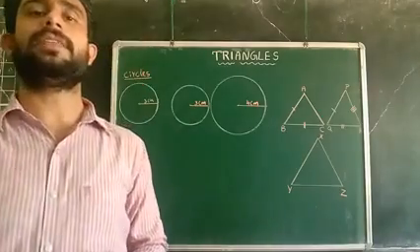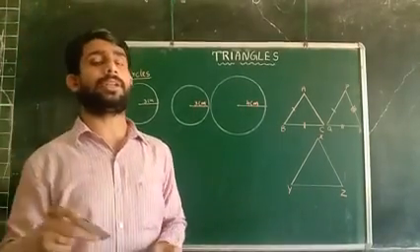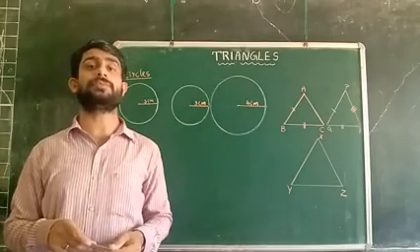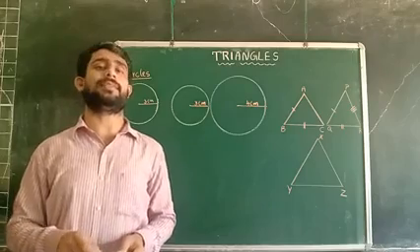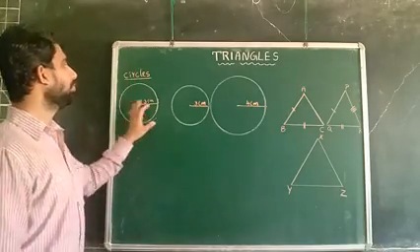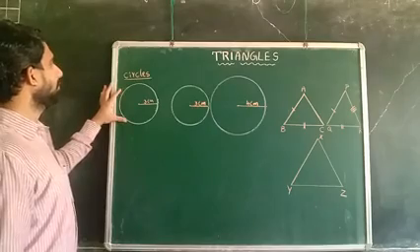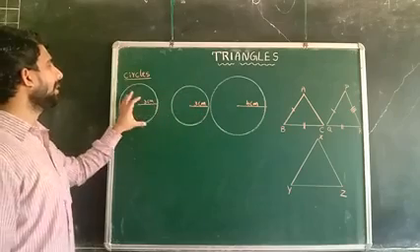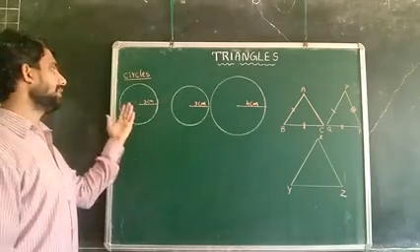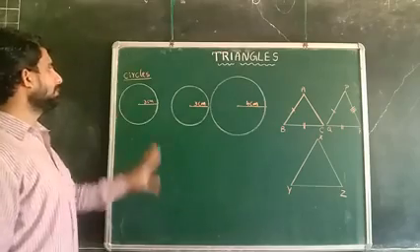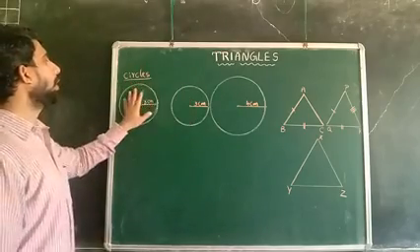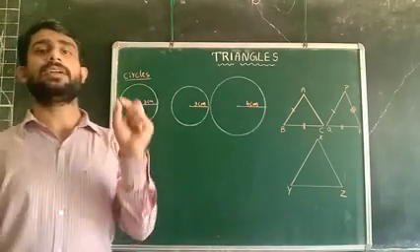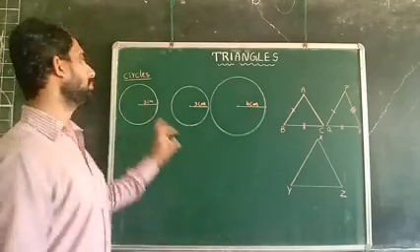What do congruent figures mean? Two geometrical figures are said to be congruent if they have the same shape and the same size. Let's see these two circles. The first circle has radius 3 cm and the second circle has the same radius. Their size is same, their shape is same, therefore they are congruent circles. If two circles are said to be congruent, their radius must be same.